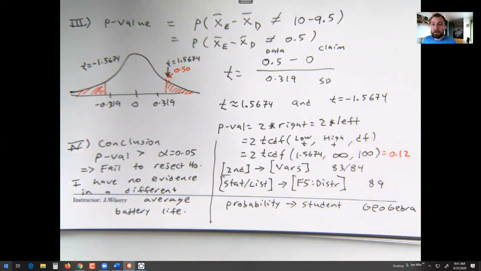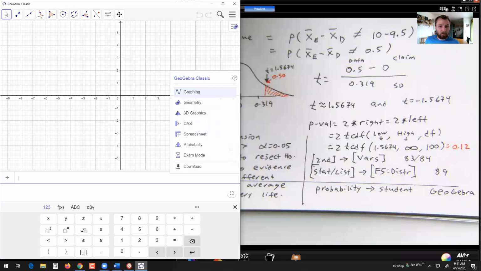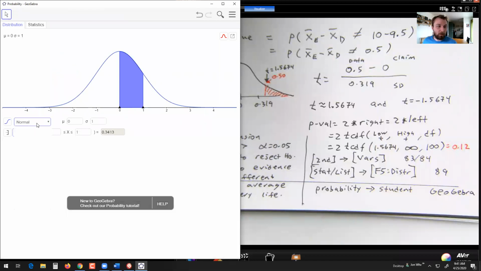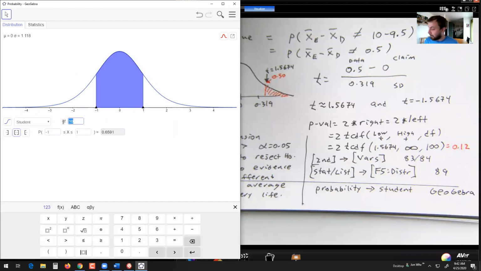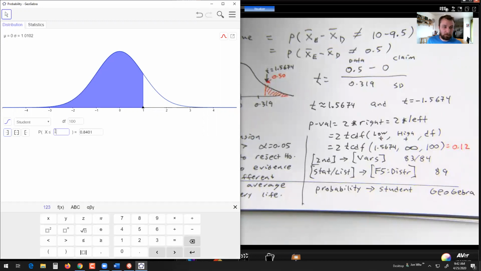Let me show you the same thing now inside of GeoGebra. So I'm opening up GeoGebra. I'm going into probability. Where it says normal, I'm choosing the option for student distribution. And my degree of freedom, 100. I'm going to make this shaded to the left. I could take either tail. Negative 1.5674. So if I was looking at the left side, this would give me 6%.